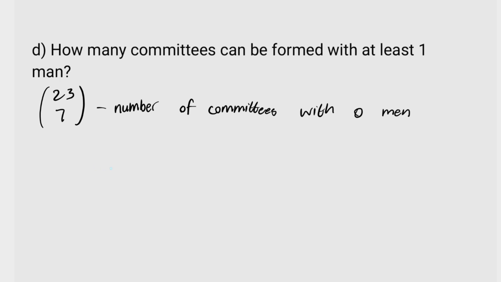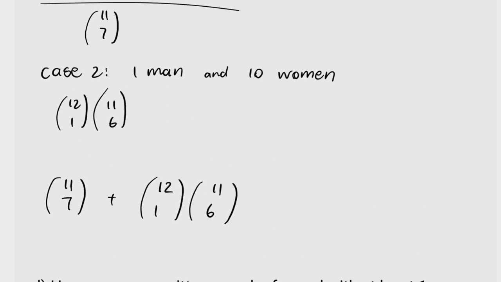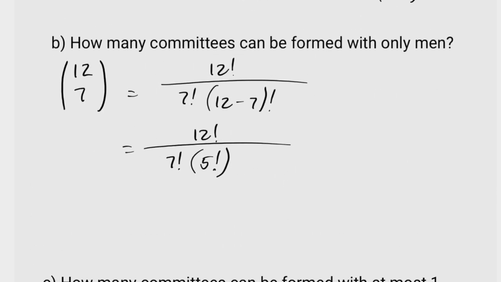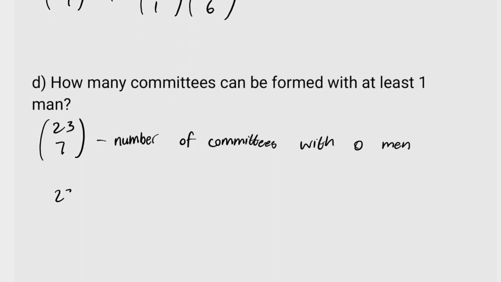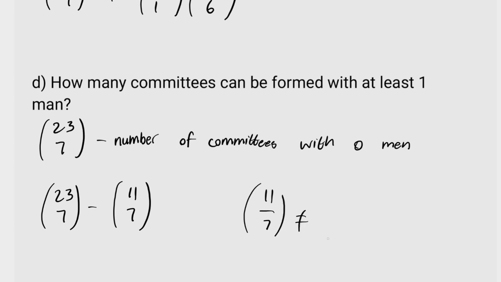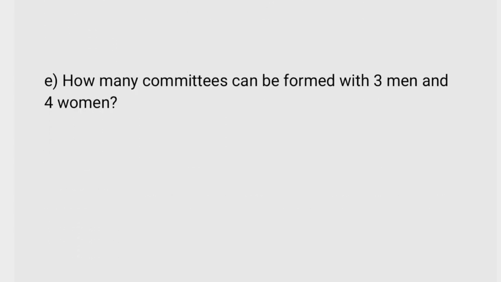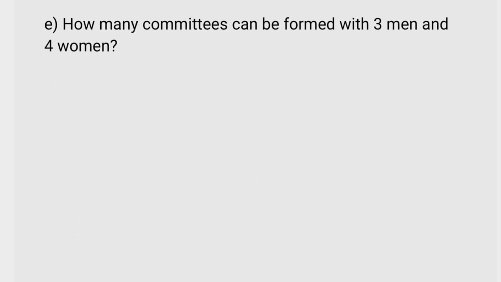To calculate the number of committees with 0 men, we calculated the case where there are 11 women. So it's going to be 23 choose 7 minus 11 choose 7. Note that this is not the same as 11 over 7; that is not equal to 11 choose 7. I'm not going to work that out for the sake of time. You can do that with a calculator using the formula.